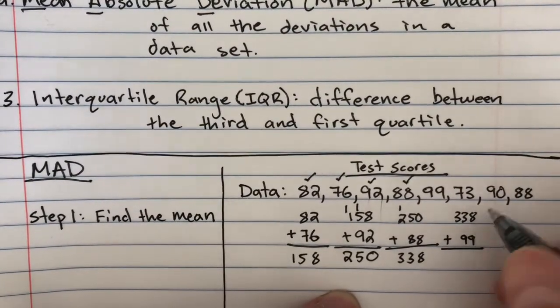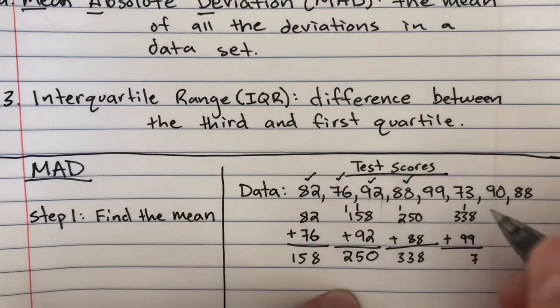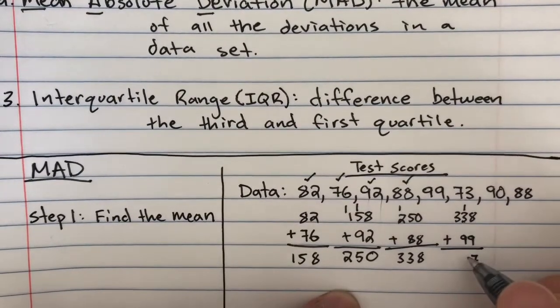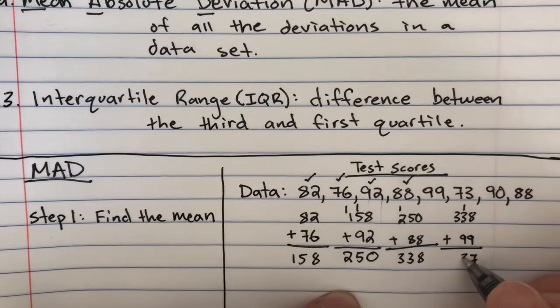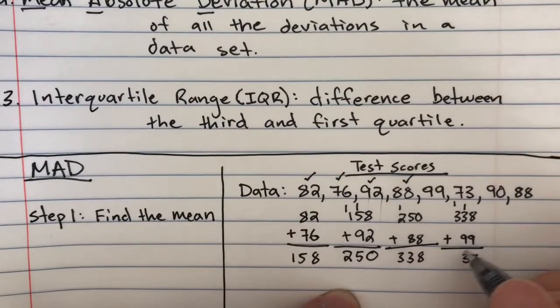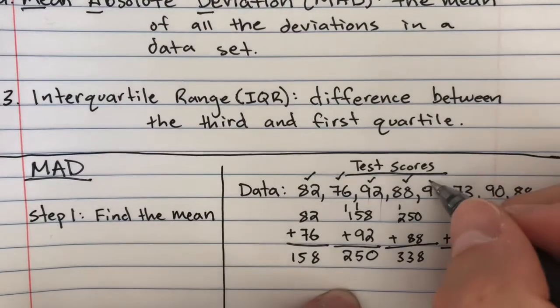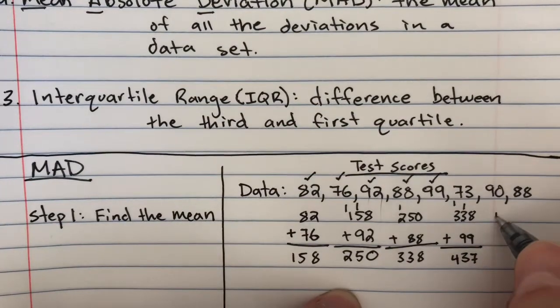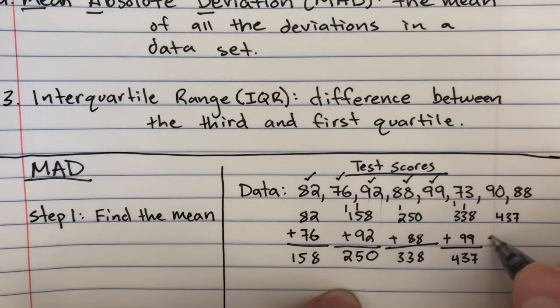So I've got 9 plus 8 is 17. 9 plus 3 is 12, plus 1 is 13. 3 plus 1 is 4. Put a check mark there. So now I've got 437 plus 73.